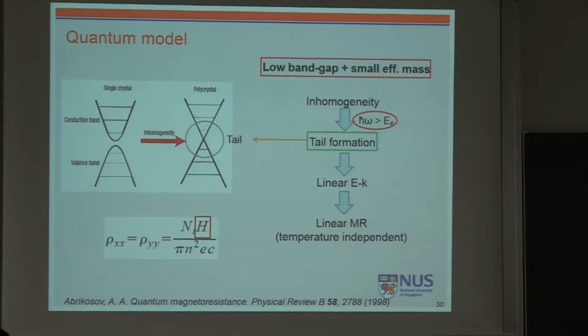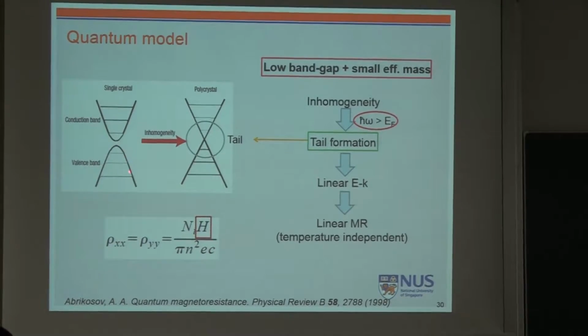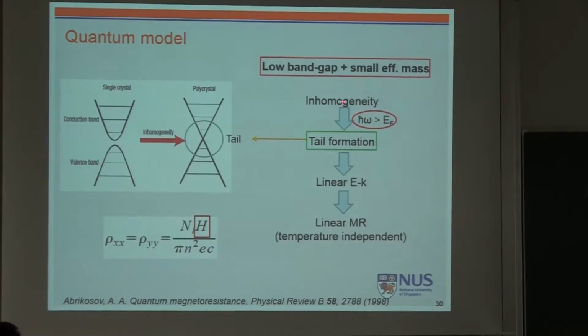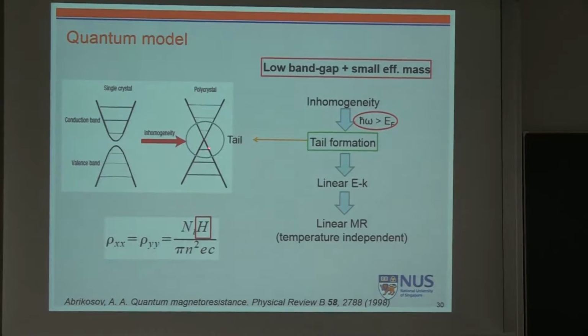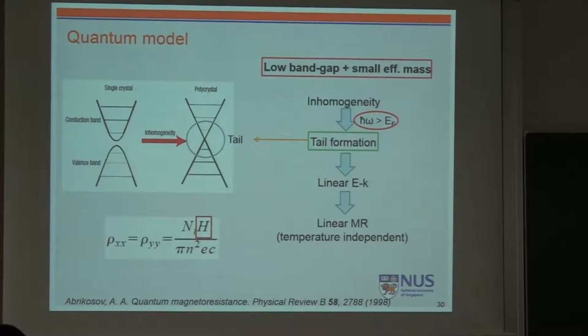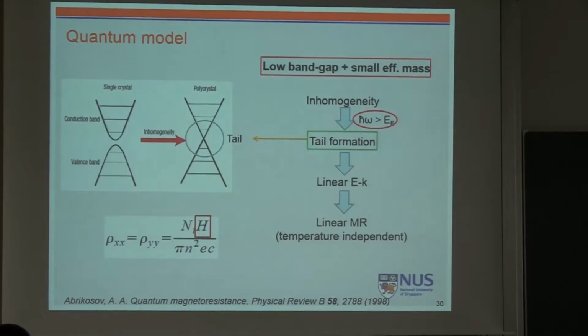Okay, what is the quantum model? This is a typical crystal, but once you also have inhomogeneity, now the tail can be formed, and because of the linear energy dispersion, we can have linear magnetic resistance, which is temperature independent. Maybe you can refer to this paper for this quantum model. If you ask for more details, actually I don't know much about this.